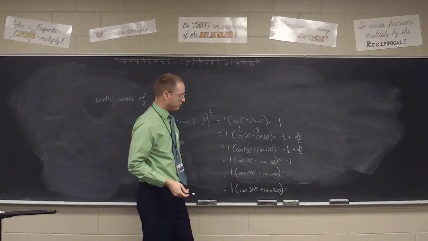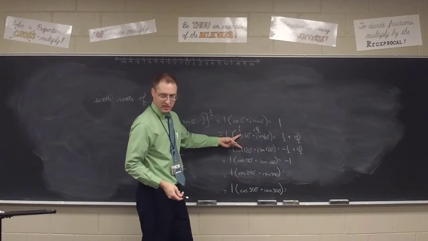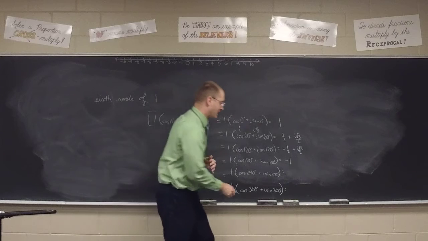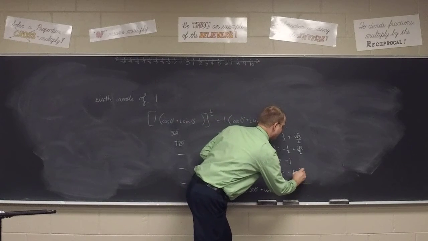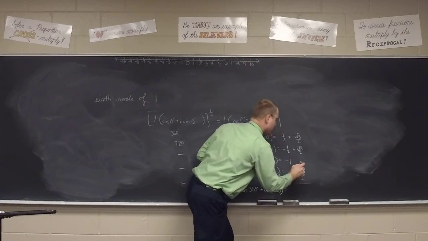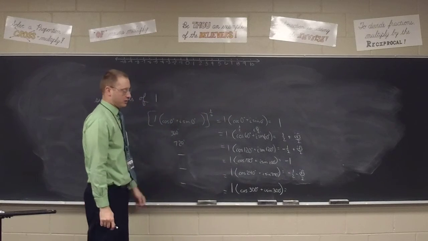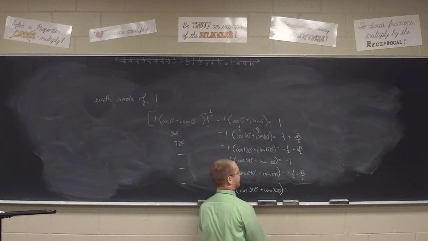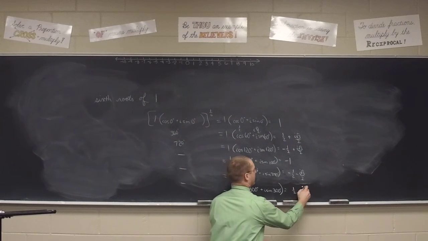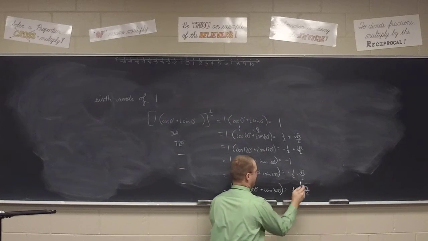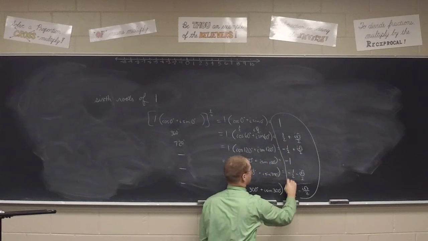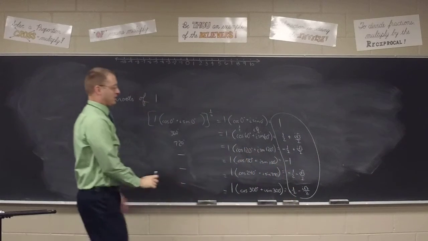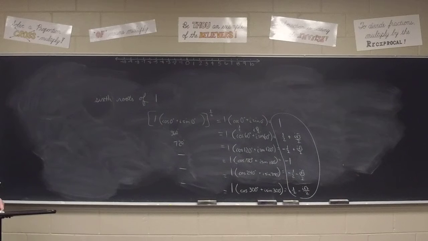240, what's the reference angle? Oh, you mean like those 60s, but it's in quadrant 3 where they're both negative. So negative a half, negative I square root of 3 over 2. All right, 300 reference angle. Oh, so what's the answer? Positive a half minus I square root of 3 over 2. And those are the sixth roots of 1.